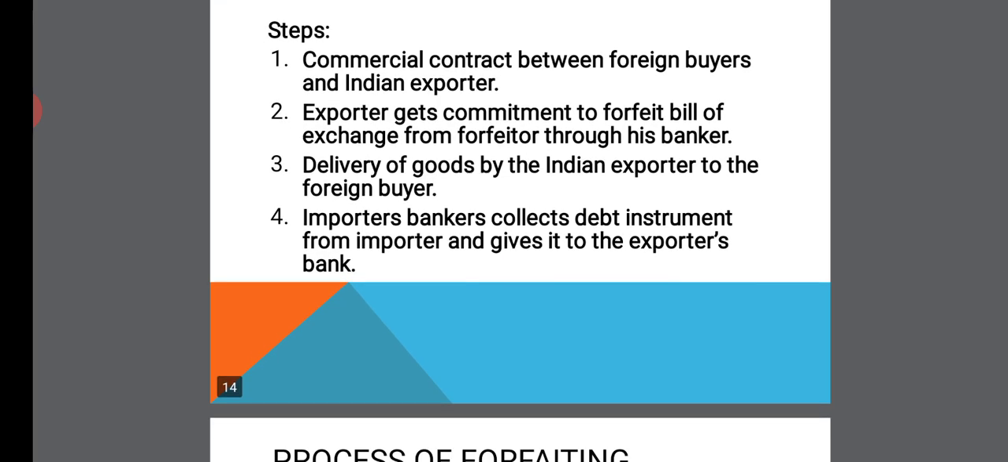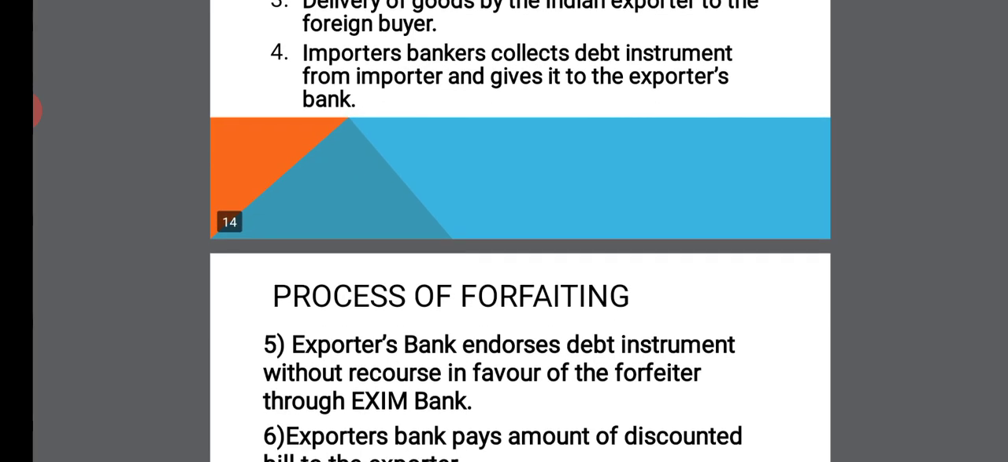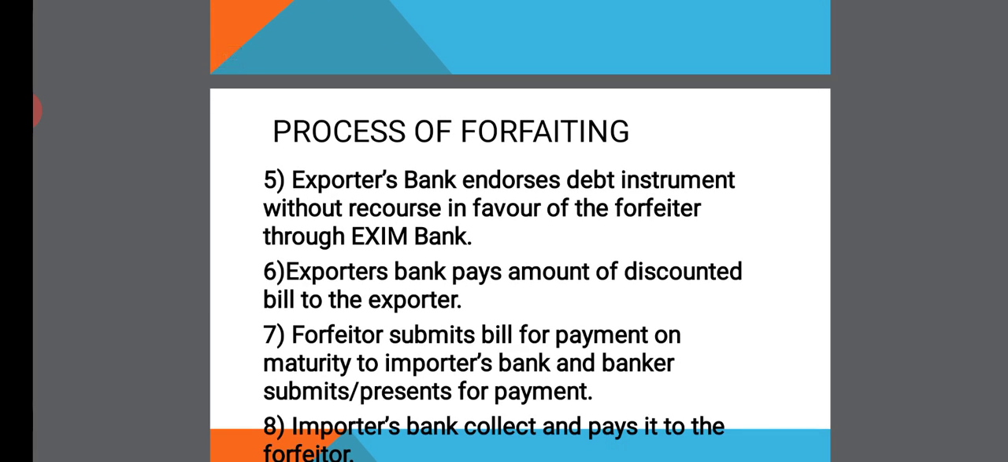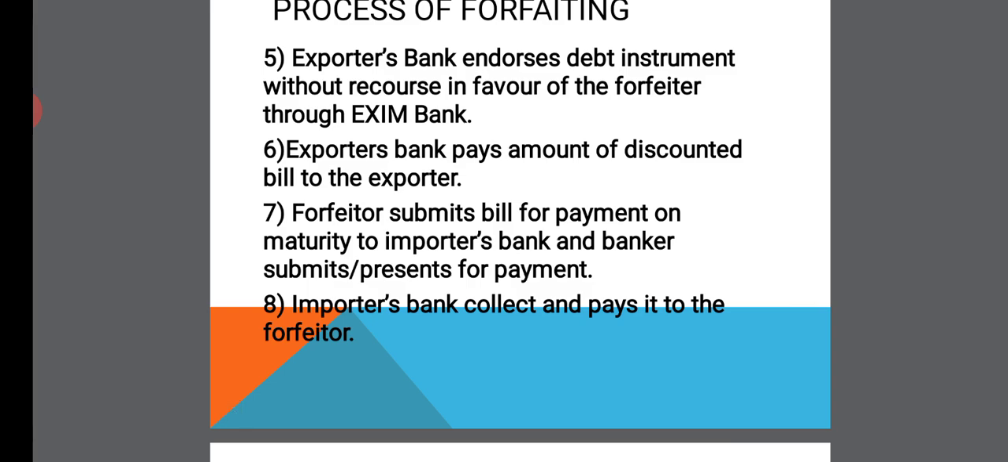Fourth step is the importer's banker will collect all the debt instruments from the importer and give them to the exporter's bank. Then the fifth step is the exporter's bank will endorse the debt instrument without recourse in favor of the forfeiter, that is through the export import bank. Then the sixth step is the exporter's bank pays the amount of the discounted bill to the exporter.